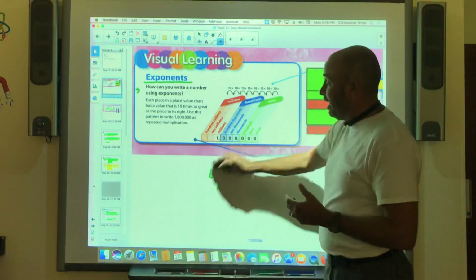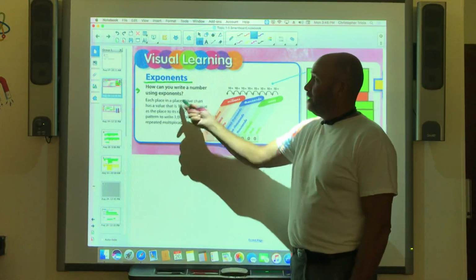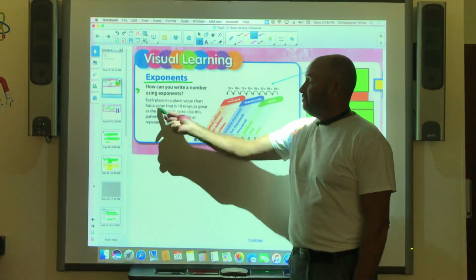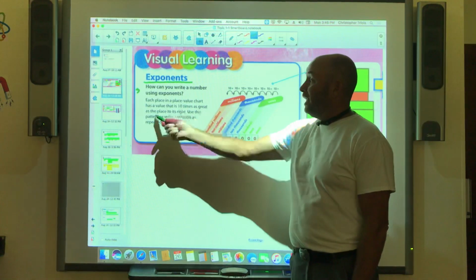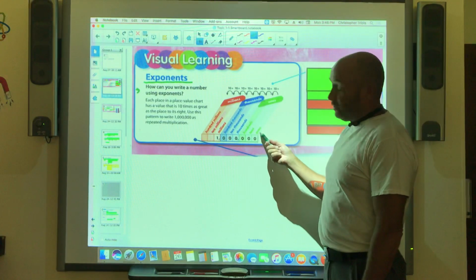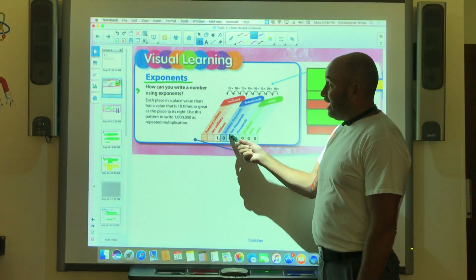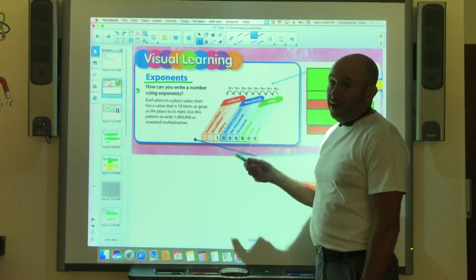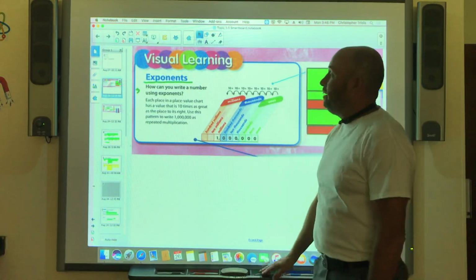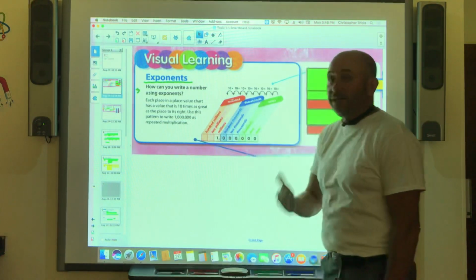But we're going to talk a little bit about exponents in exponential form, okay? Now, it says, how can you write a number using exponents? Each place in a place value chart has a value that is 10 times as great as the place to the right. Okay, so the tens are 10 times greater than the ones. The hundreds are 10 times greater than the tens. The 10,000s are 10 times greater than the thousands. So you get this pattern of increasing by multiples of 10. Okay? Use this pattern to write 1 million as repeated multiplication.